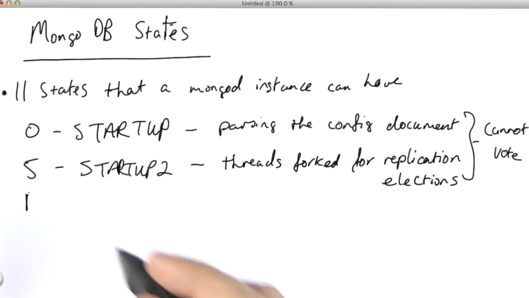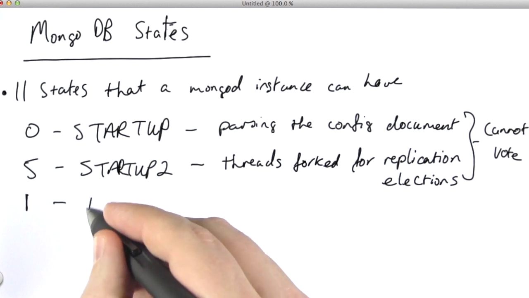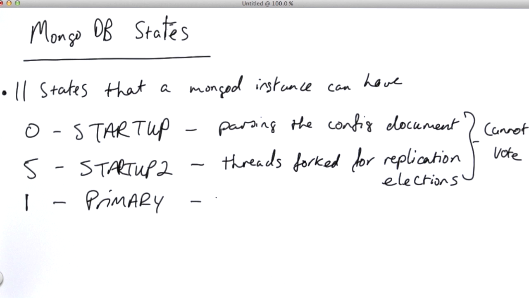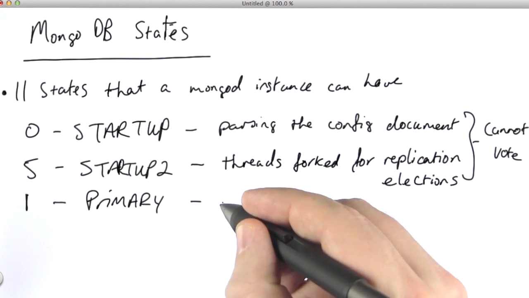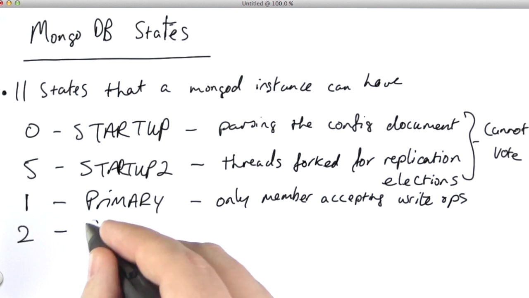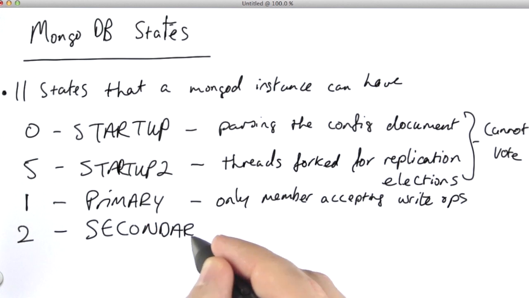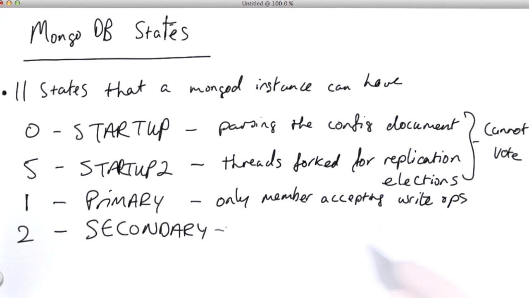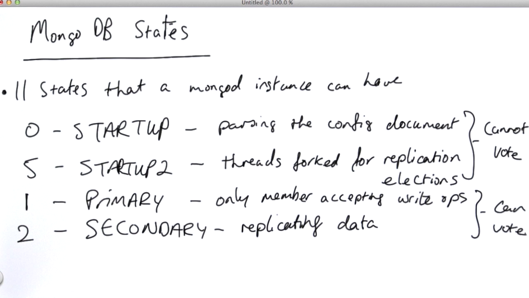A couple of the other more common ones that you're going to see: state 1 is primary, which is exactly what it sounds like. Of course, you're able to vote at this point. The primary is the only one to accept write operations, and of course it can vote. State 2, secondary, again pretty straightforward. It can vote, it can service reads, it replicates from the primary or from another secondary. Both of those states can vote.